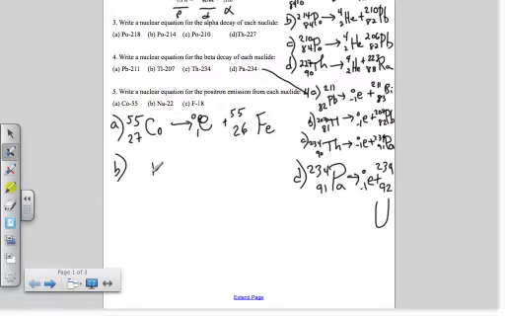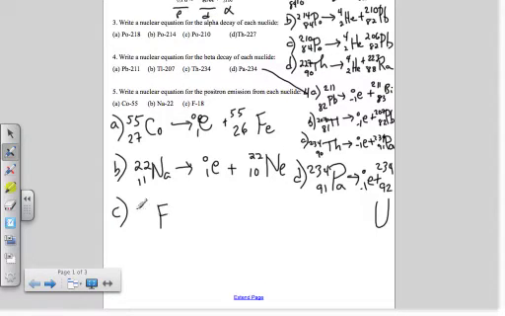B, sodium 22, and the atomic number there is 11. Positron emission. So my new element is element 10, which is neon, and that's neon 22 is the daughter. And C, fluorine 18, and 9 is the atomic number. Positron and 8, which is oxygen. Yeah, oxygen 18. All right, so that is a little practice on doing nuclear equations, different types of radioactivity.